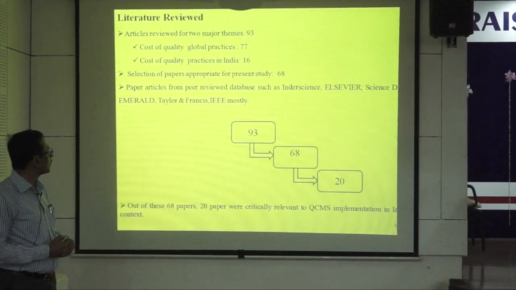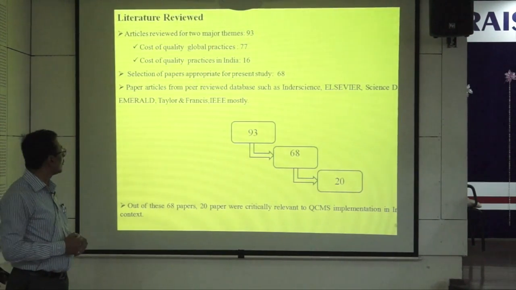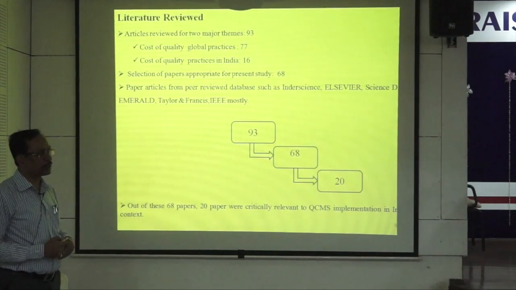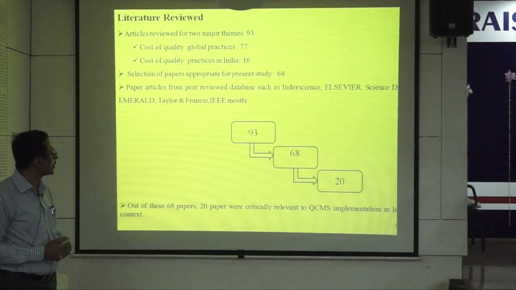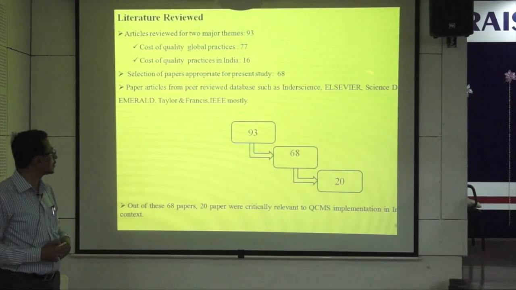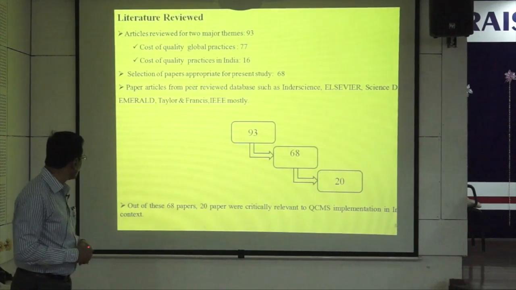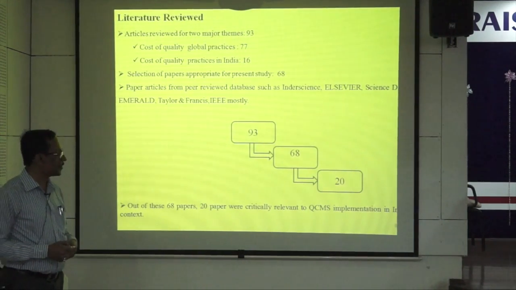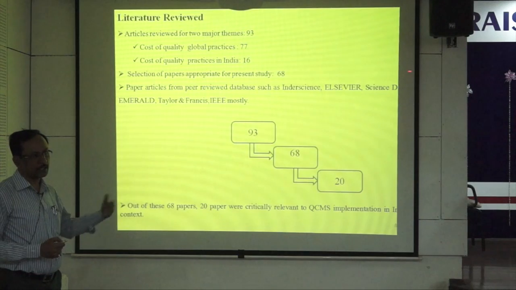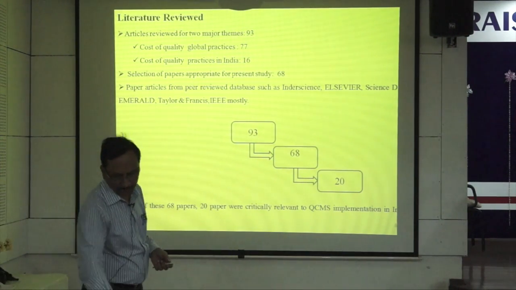Then, with the context of my study, I further filtered them to 68 papers, and around 80% of these papers belong to these databases. These are peer-reviewed databases: Indian Science Expert, Science Direct, Taylor and Francis, and IEEE. Out of this, after final filtering, 20 papers are the ones that I have directly used for implementation of this particular methodology.